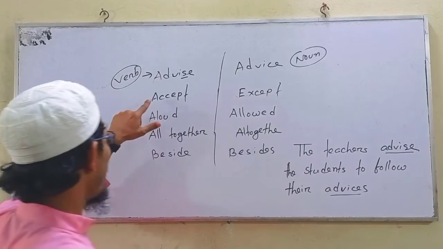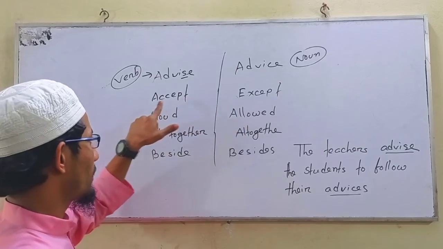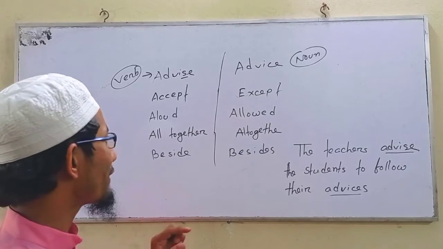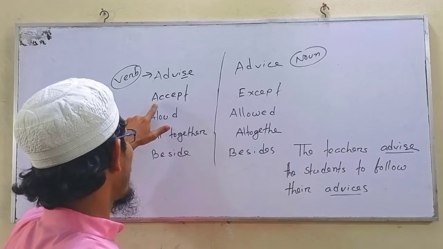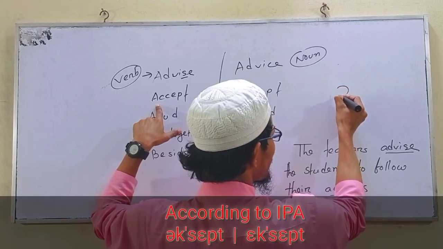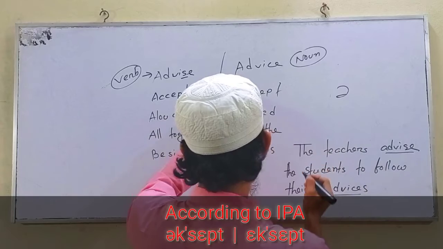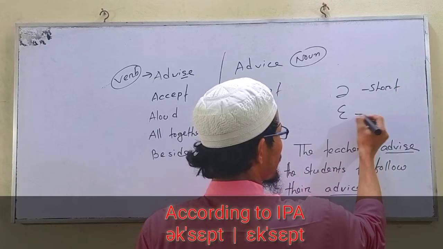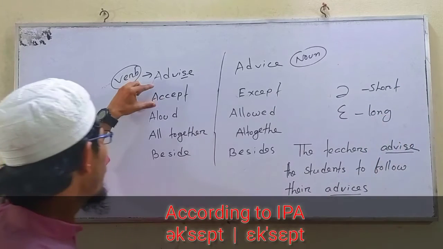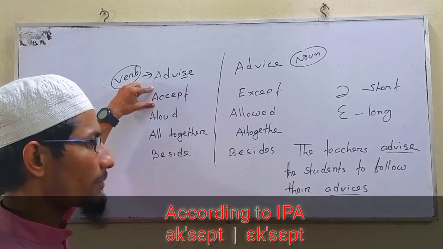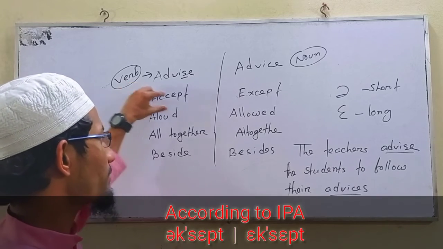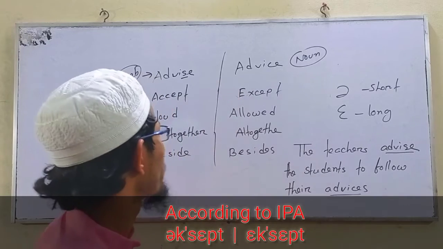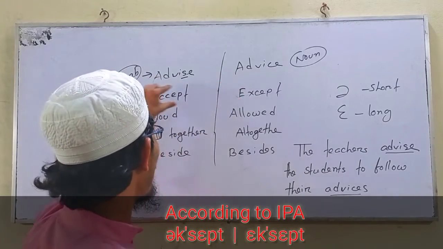The next one, accept. There is no difference in sound, but there is a little difference. Here E will be just like this E. On the other hand, this E will be just like this. It will be short, it will be long. So it will be accept in short. Accept, it will be long. Accept. So both are verbs.